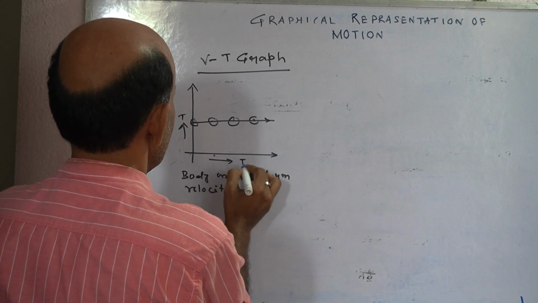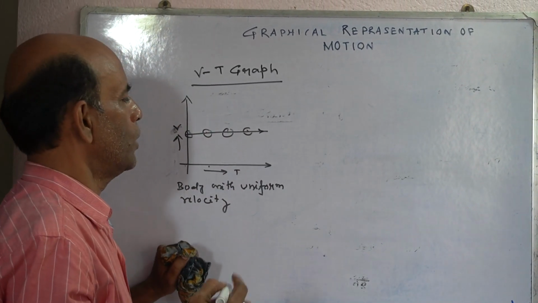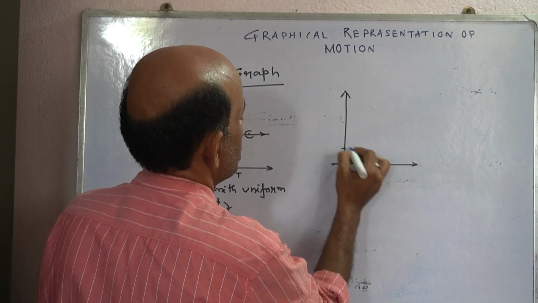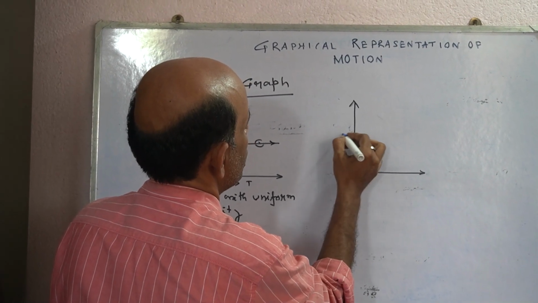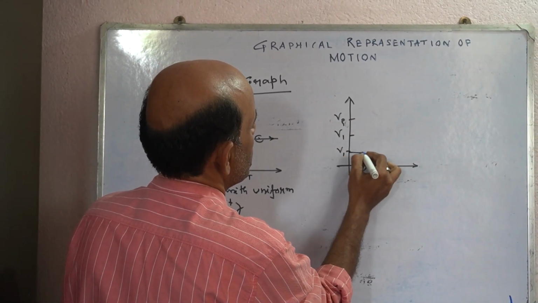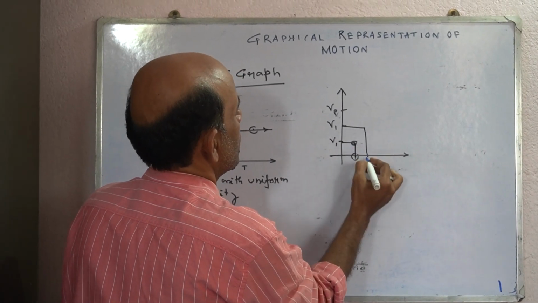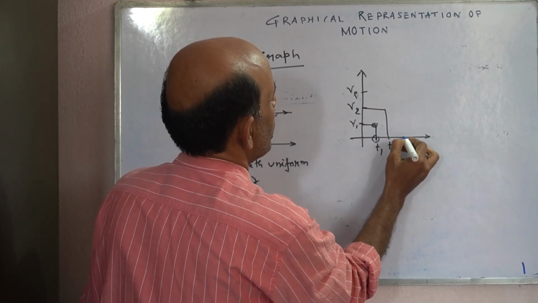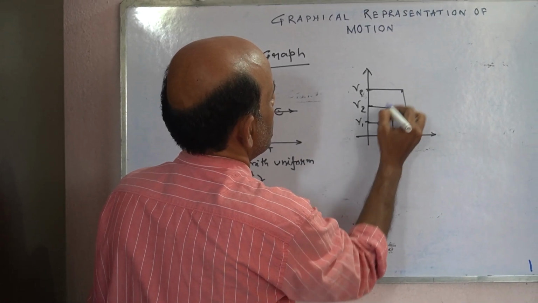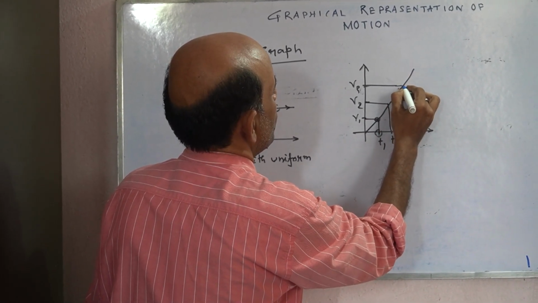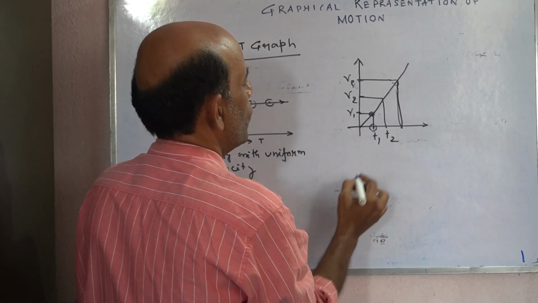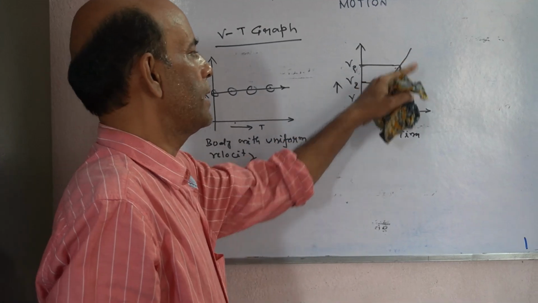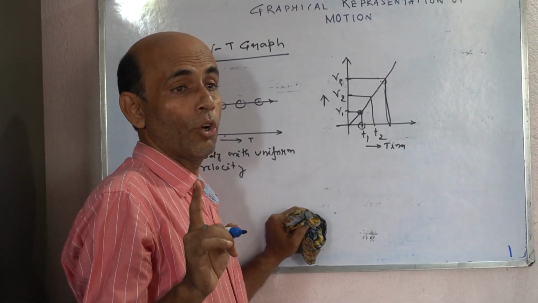But a body which is in uniform acceleration will be represented just like this. Gradually velocity increases: v1, v2, v3. That means at time t1 velocity v1, at t2 velocity v2, at t3 velocity v3. Therefore, the line will be straight like this. Therefore, in a velocity-time graph, the straight line represents the body is in uniform acceleration, not uniform velocity.